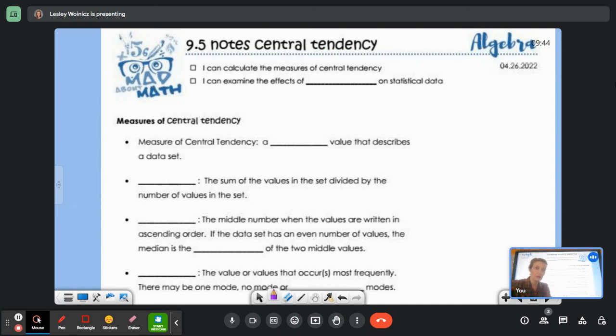Hey guys, we are going to talk about some measures of central tendency today. So we're going to calculate some of those measures, and then we are also going to examine the effects of outliers on our statistical data. So a measure of central tendency is a single value that describes a data set.